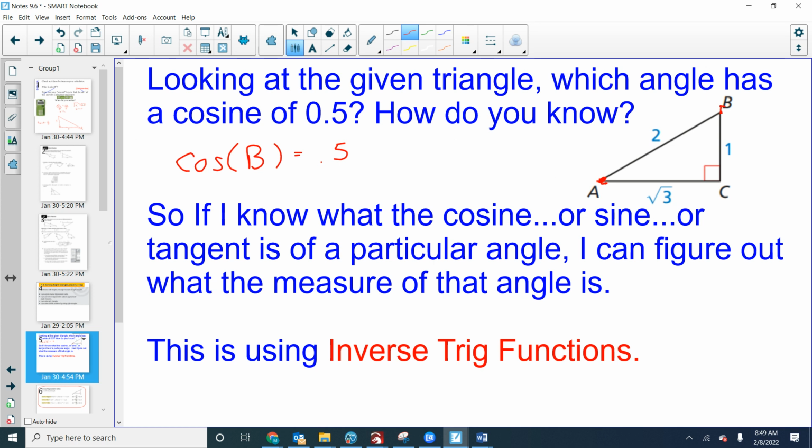We want angle B over there. Just like when I had x squared equals 25, I didn't want it to be squared. I want it to be just x. Pretend this is just x, okay? We want just an x there.